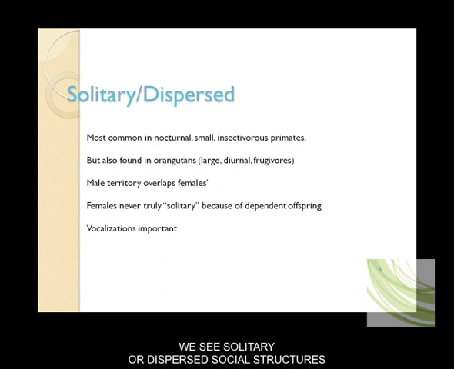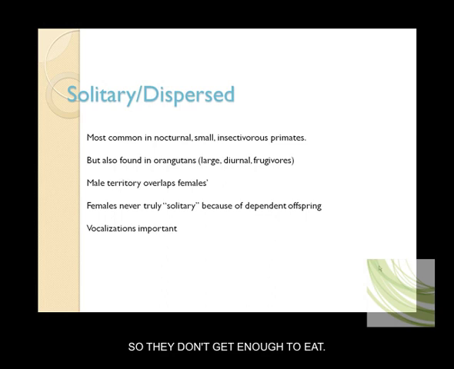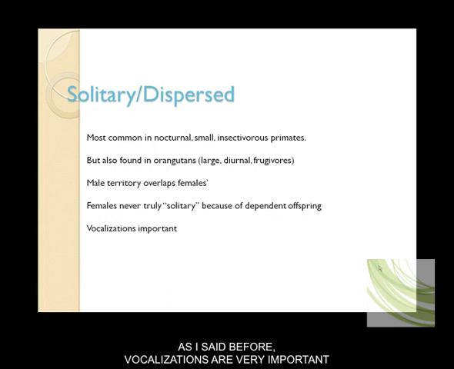Most of the time, we see solitary or dispersed social structures in small nocturnal insectivorous primates like tarsiers. However, we also see this in the orangutans, which are large diurnal frugivores, and we think this is because of resource distribution. You can't have too many of them in too small of a space, so they don't get enough to eat. As I said before, vocalizations are very important for letting everyone know where you are.